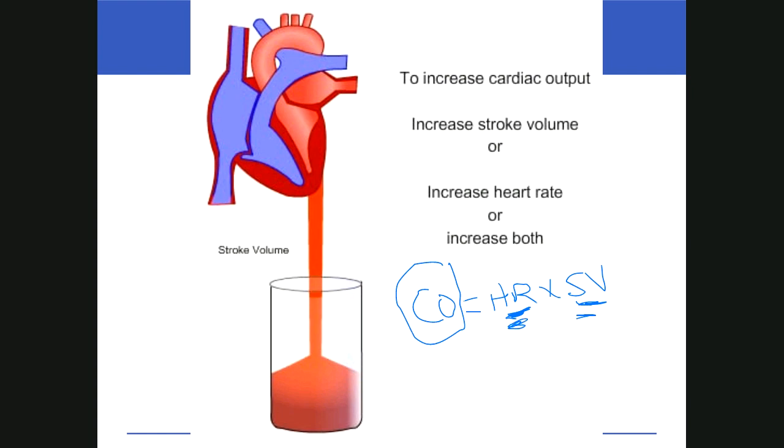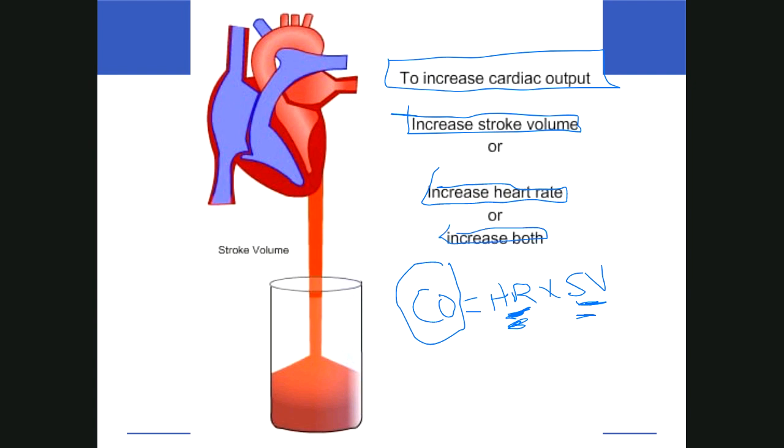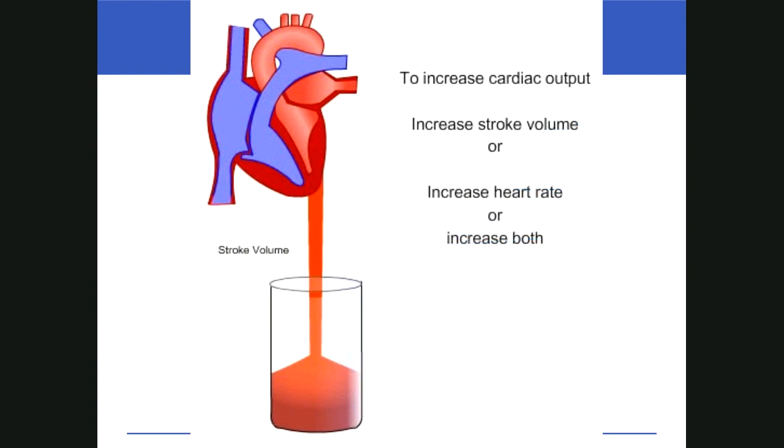So if I want to increase cardiac output, the only way to do it is to increase heart rate or increase stroke volume, or you could do both. That's the only way to do it because that's all that's in the equation. Heart rate and stroke volume.